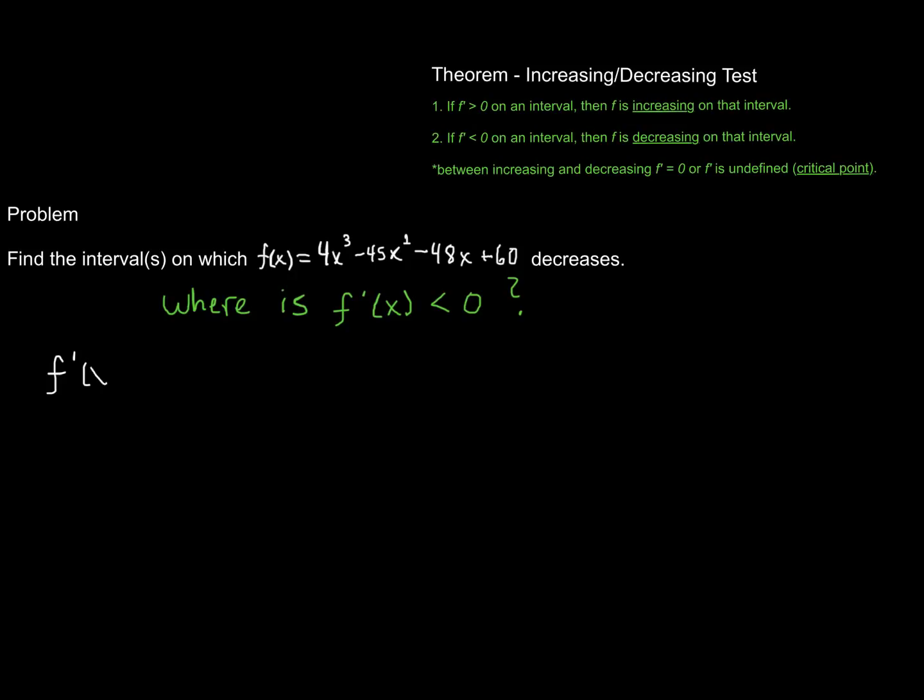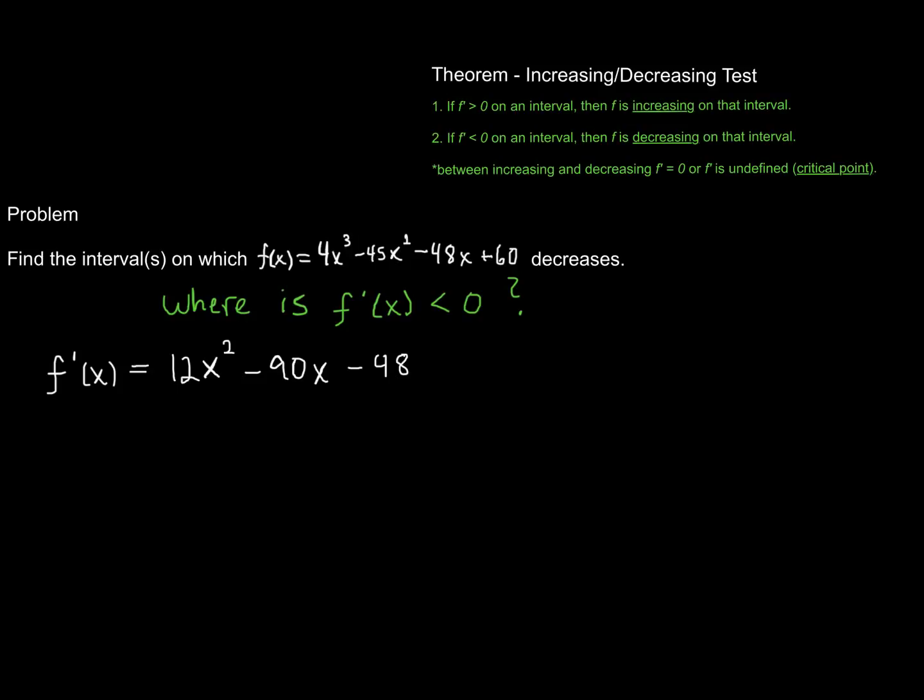So the derivative of f, we can just use the sum/difference rule and then use the power rule for each term. So 4x cubed, the derivative of that will be 12x squared. The derivative of 45x squared will be 90x to the first. And the derivative of 48x will be 48. And the derivative of a constant is 0, so the derivative of 60 will be 0.